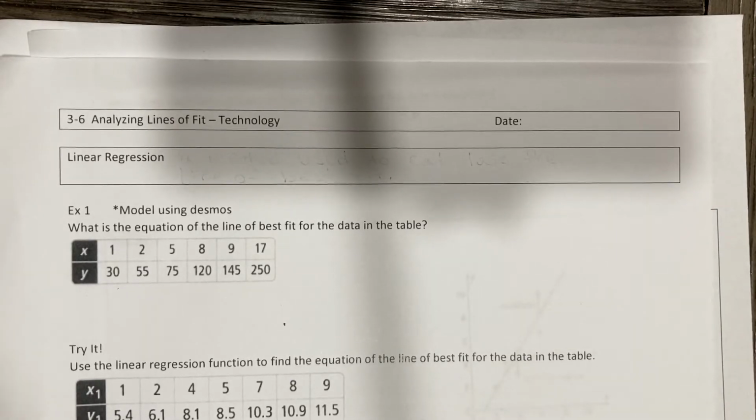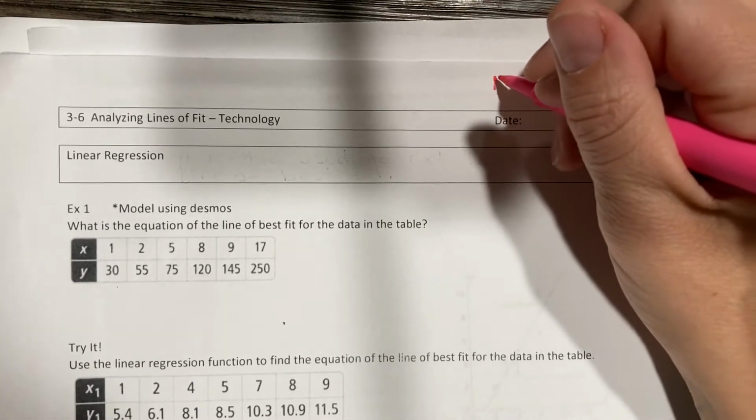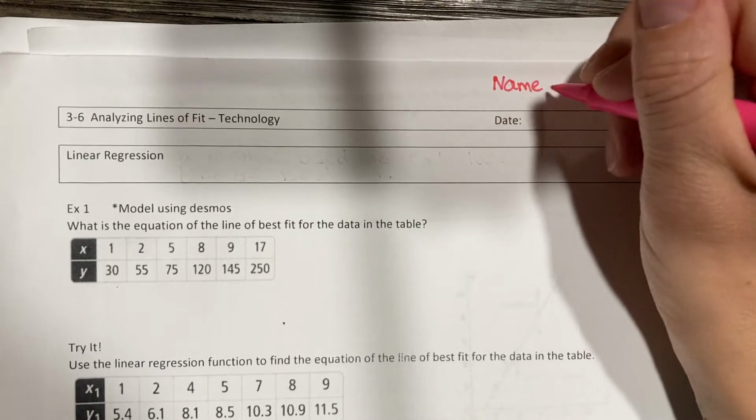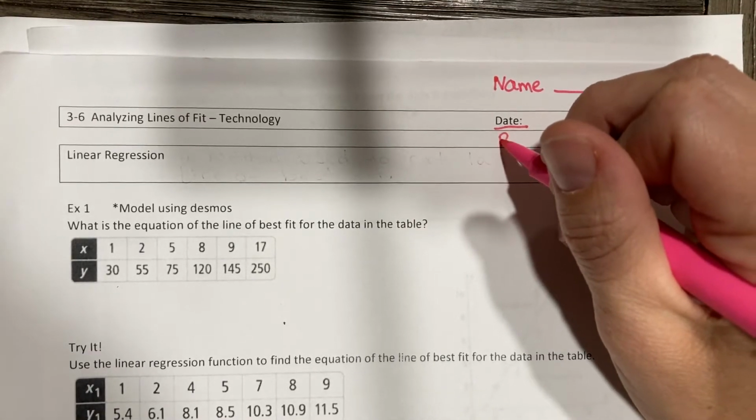Today we're doing lesson 3-6, analyzing lines of fit. We're going to be using technology. Please put your name on your paper and the date and what period you are in.